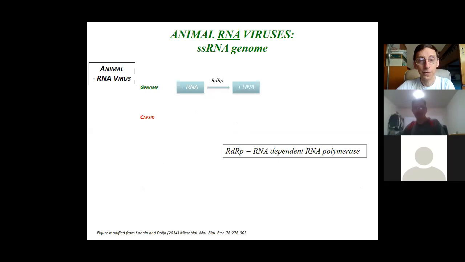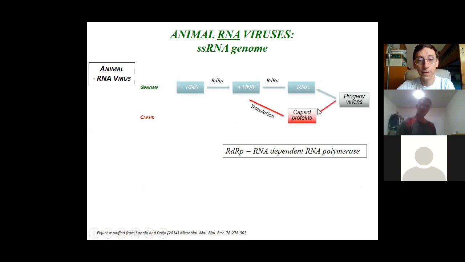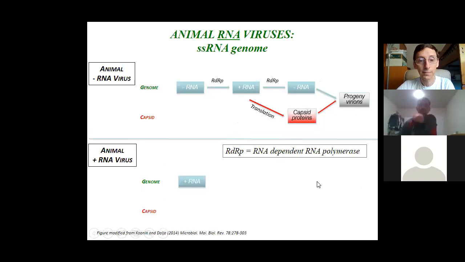This is just going through it one more time. If you have a negative strand RNA genome, you make the positive strand, and then you use the positive strand to make more negative RNA strand of the virus, and this will be the viral genome. Use this strand to translate it to make the capsid viral proteins, and then you get the capsid proteins with the negative strand to make the new virions.